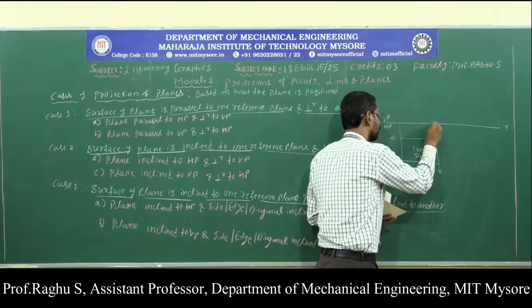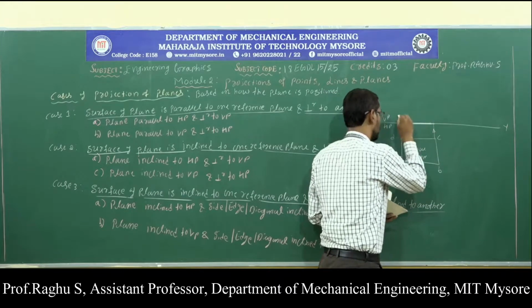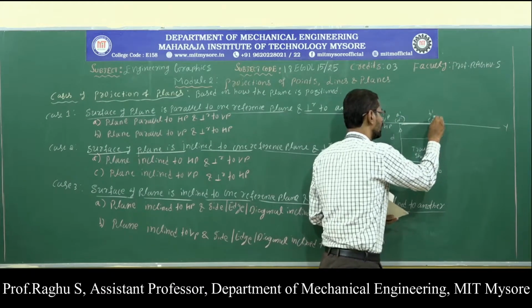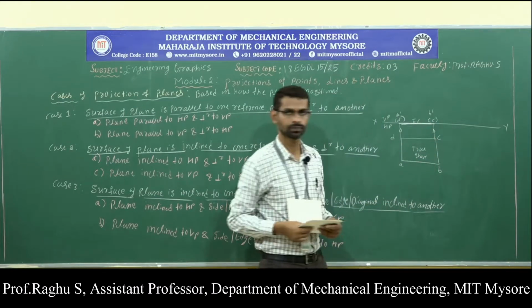And the front view. So front view coincides with the XY line. That is, this is A dash and D dash. This is B dash and D dash. So this is the front view. This is the front view.